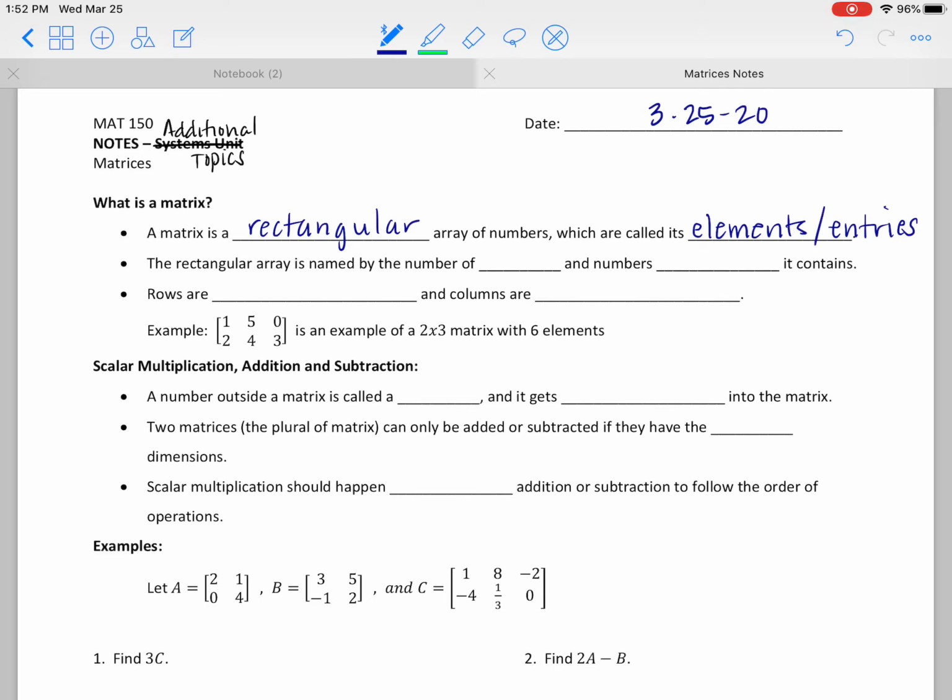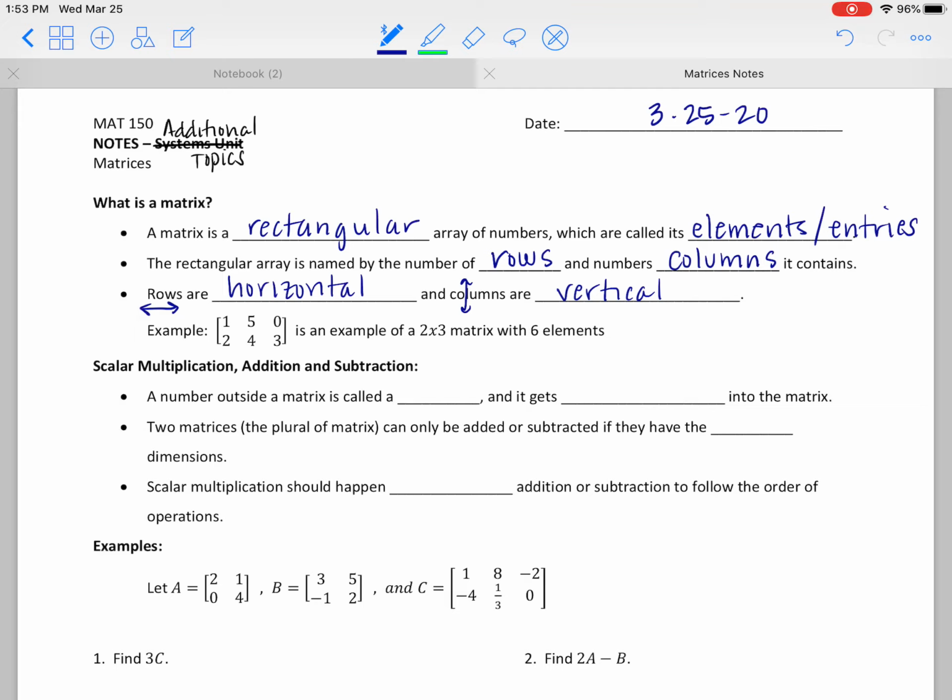Okay, and your matrix, your rectangular array, is named by the number of rows that it contains, followed by the number of columns that it contains. So when you are trying to establish the dimensions or the size of your matrix, it's rows by columns. And in case you're not sure on the difference, rows are horizontal, so left and right. And then columns are vertical, so the columns are the ones that are up and down. I like to remember because that L looks like a vertical line in the word columns. That's how I remember that the columns are vertical.